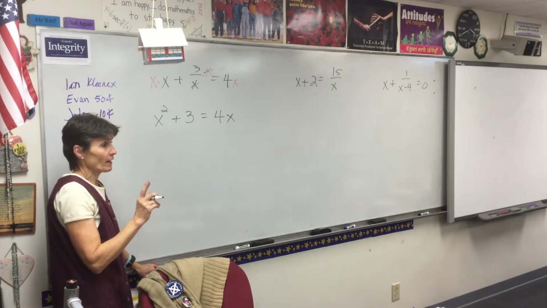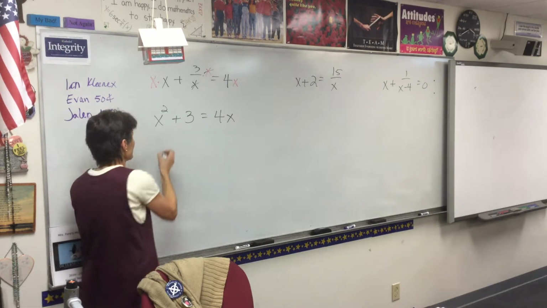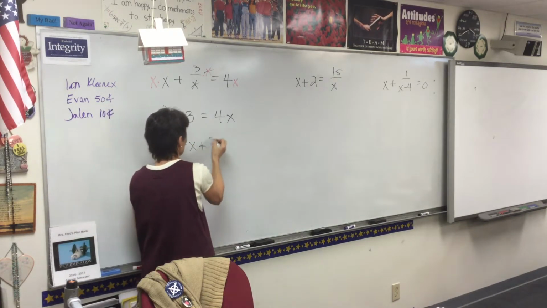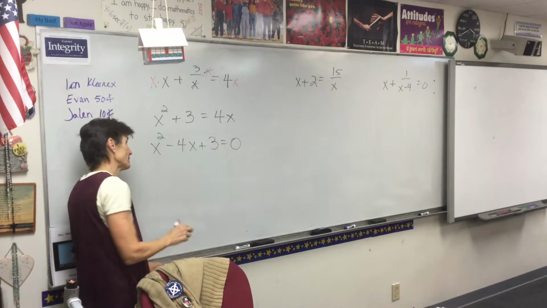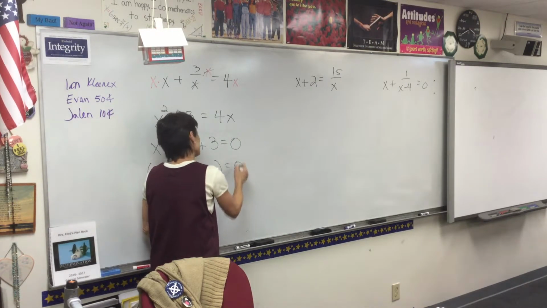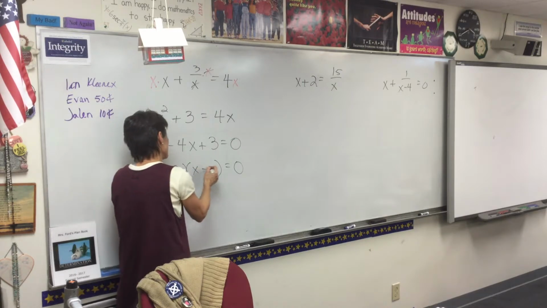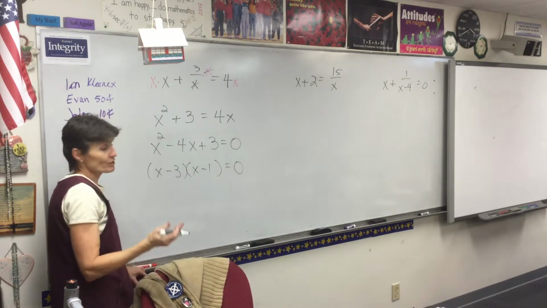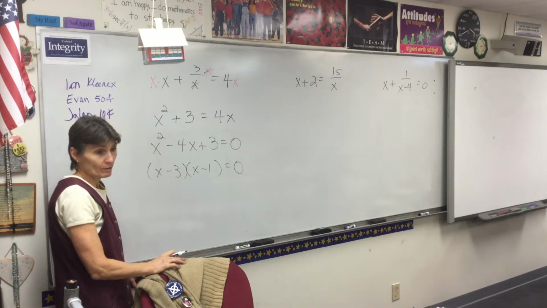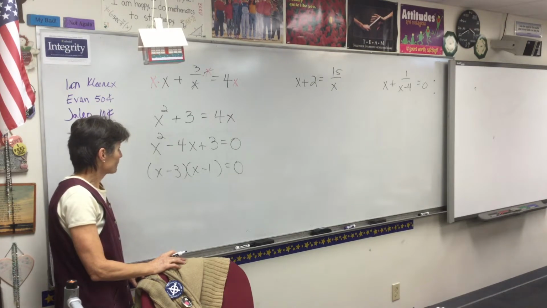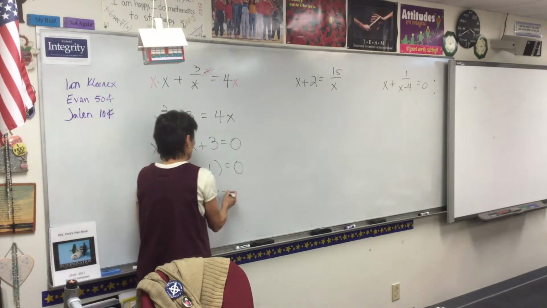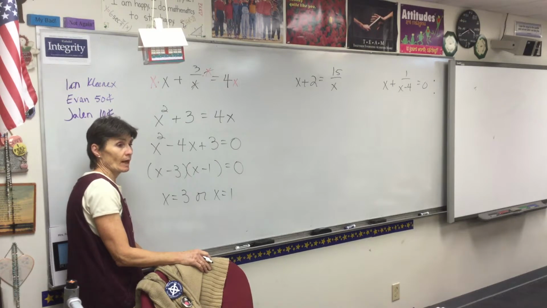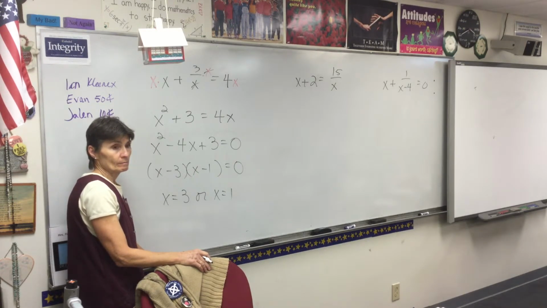I don't factor it yet. Before I do anything, I need to get it set equal to 0, and let's go ahead and put it in the right order. You know what I mean, descending order. Now I can factor it, or it is absolutely possible it won't be factorable. If it isn't factorable, or if you just don't want to factor it, you can always use the quadratic formula, right? I think it factors. It does. Sometimes they don't, but this one does. So x equals 3 or x equals 1. I would say that's pretty easy, right?